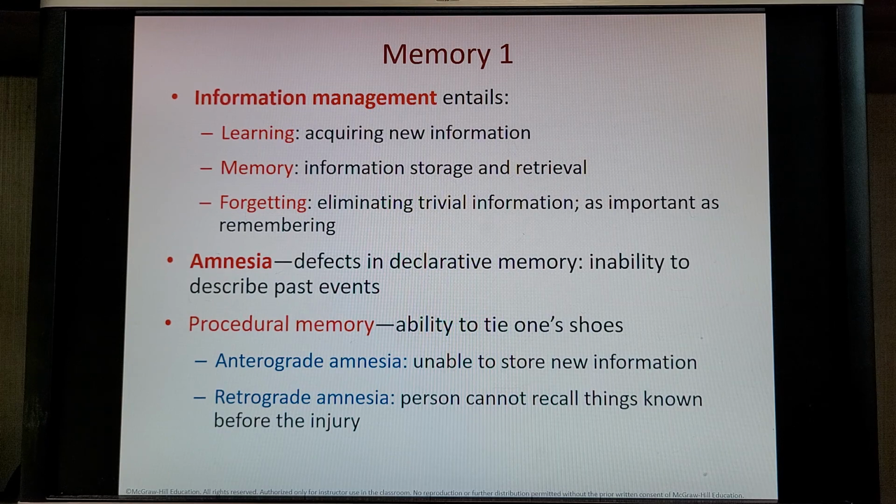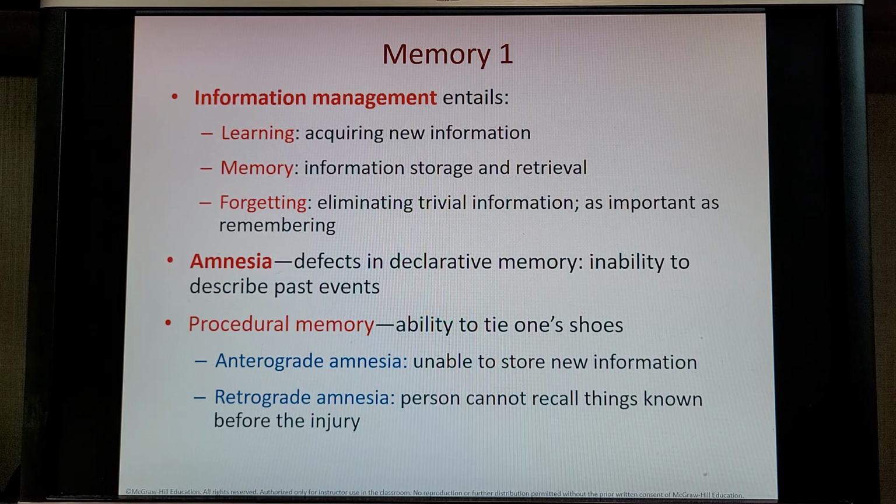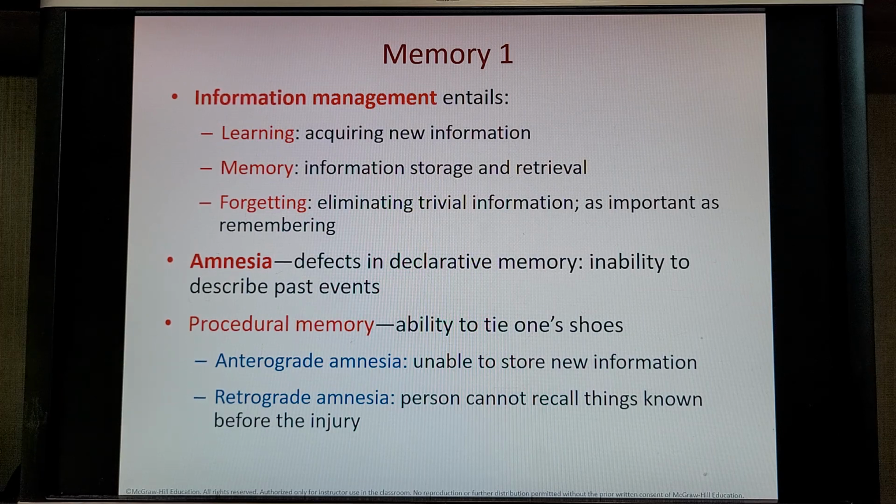Okay. So if we have a defect in memory, sorry for the random tangent, that's called amnesia. So there's two different types of amnesia. We have anterograde, so unable to store new information. Retrograde is forgetting stuff that happened before the injury. Well, not our injury, before the patient's injury. There we go. That's a lot better.